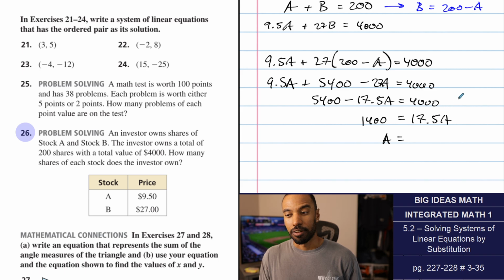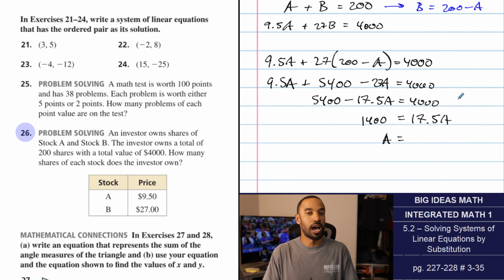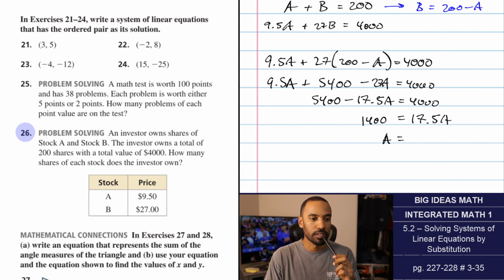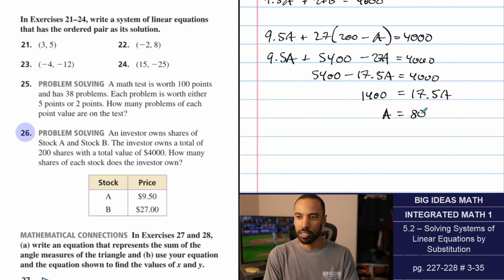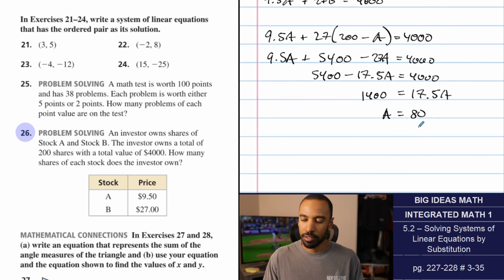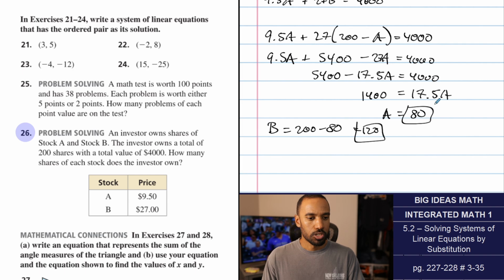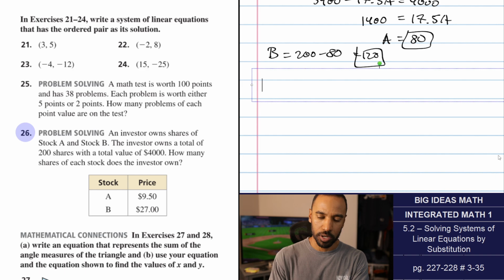If I told you I knew that answer, I'd be lying. It's going to be less than 100. I don't know, I'm going to use the calculator. 1,400 divided by 17.5. 80. A equals 80. They own 80 shares of stock A. How many of stock B? Well, B is 200 minus A, which equals 120. So this investor owns 80 shares of stock A and 120 shares of stock B.